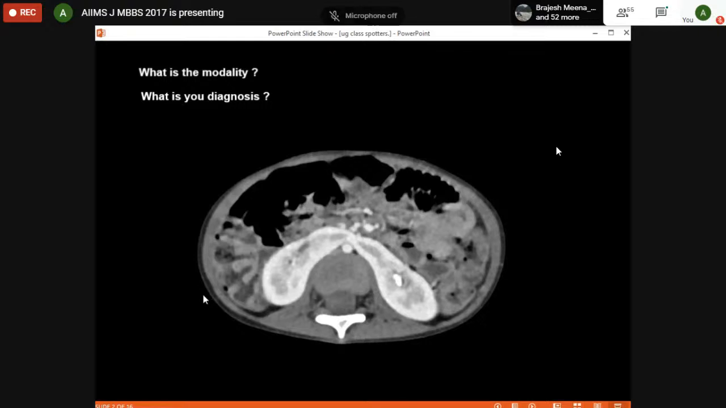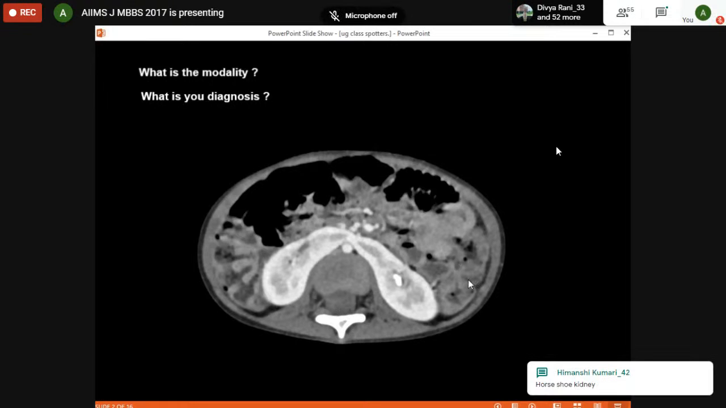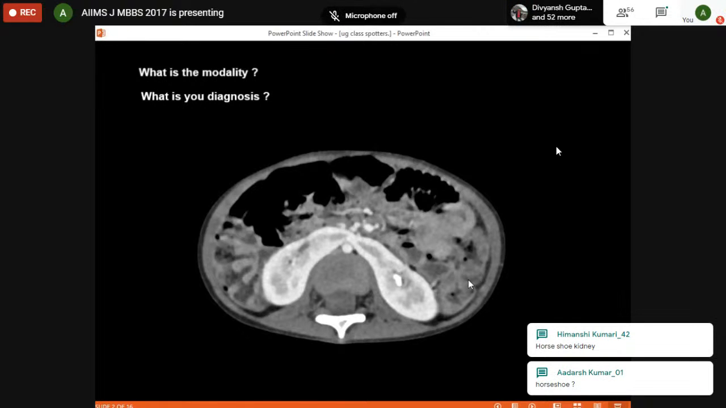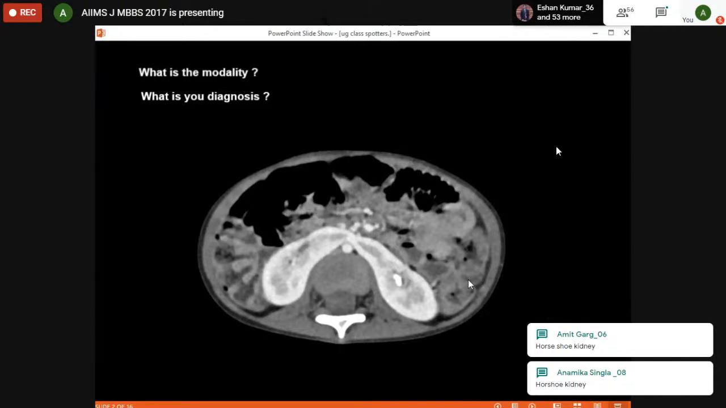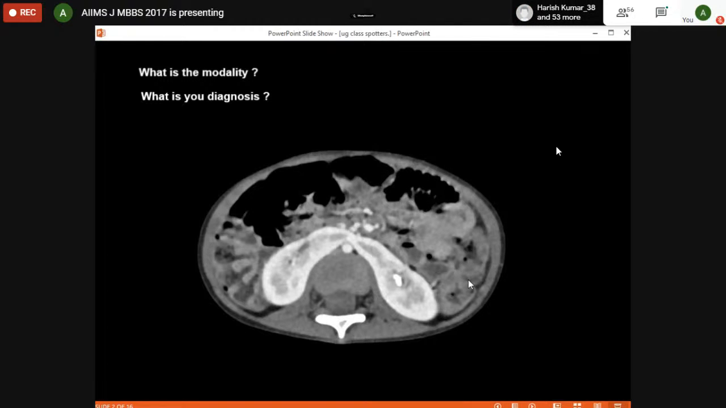Okay, so I'll give you all a clue. This is at the level of the kidney. So what do you think all? What do you think this can be? This is at the level of the kidney. Okay, so people have started answering. Okay, 5 seconds more. Everyone can participate because no one can see, I guess, what everyone else is answering. Okay, so we'll stop the timer here.